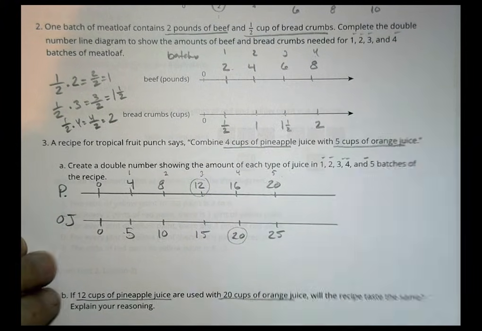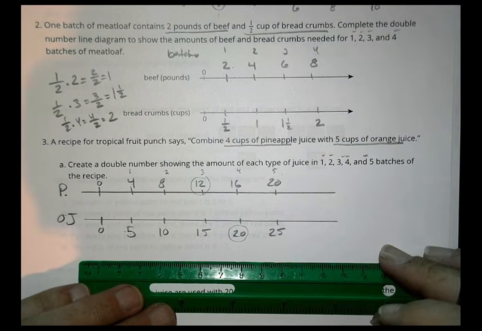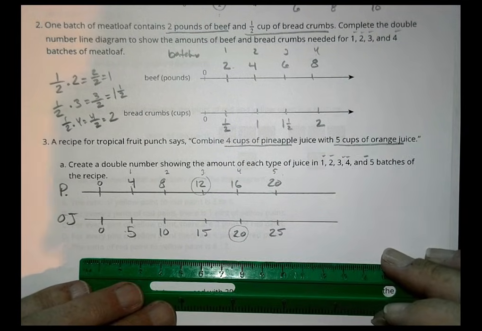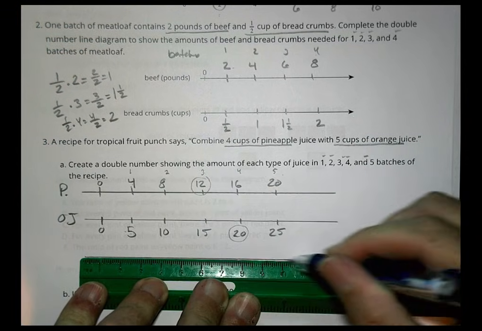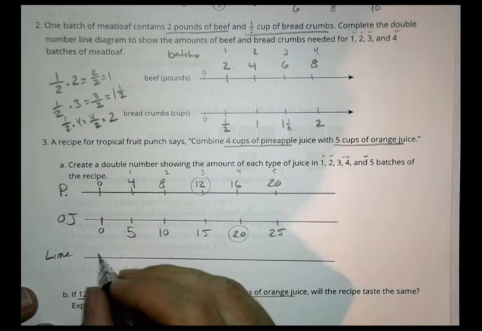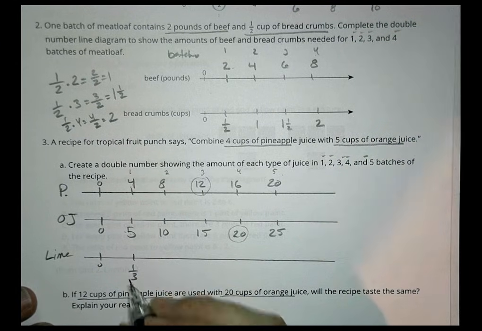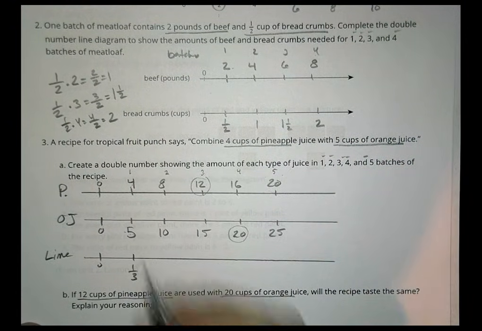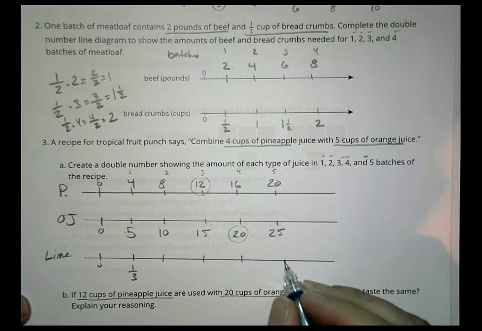On part C, it tells us that the recipe also calls for 1/3 of a cup of lime juice for every 5 cups of orange juice. So it wants us to add a line to our double number line here, and that's my 0, and it says that it's 1/3 of a cup for every 5 cups of orange juice there. Alright, so we want to then put the 1/3 and continue that on with our double number line.